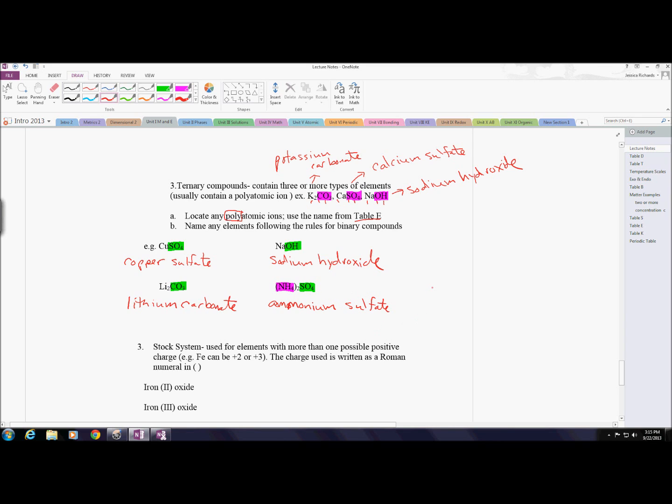What do you do if the second half isn't a polyatomic ion? The most common one that shows up a lot is this one, NH4Cl. The NH4 is your polyatomic ion, so that's ammonium. So we still name that ammonium. And just like with the binary compounds, the Cl is chlorine, so we're going to change it to chloride because it's the negative. So this one is ammonium chloride.